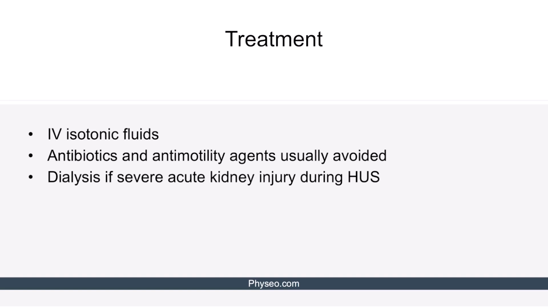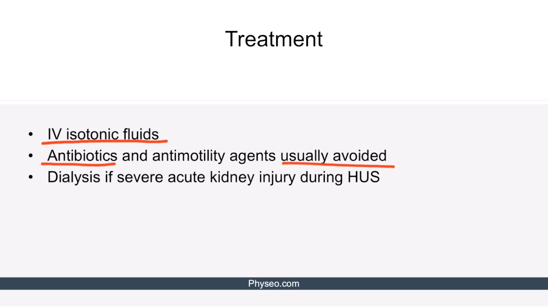For dysentery, the mainstay of therapy is IV isotonic fluid replacement. We can use either normal saline or lactated Ringer's solution for this purpose. The point is that you're just giving them fluid, trying to replace it. Antibiotics are usually avoided in both dysentery and HUS because killing EHEC in the gastrointestinal system will release even more verotoxin and actually exacerbate the patient's overall condition.